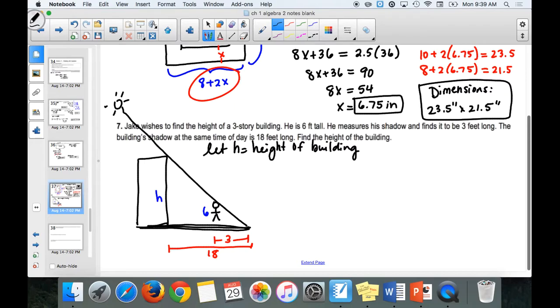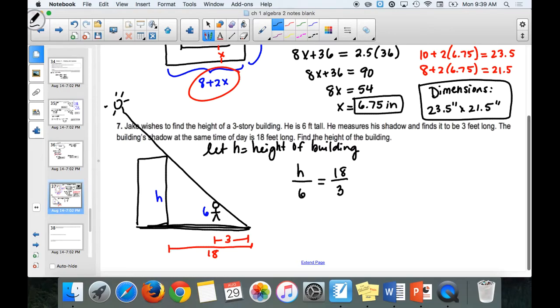It's a similar triangle. So you set it up as like height of the building over height of the person equals shadow of the building over shadow of the person, something like that. Or you could do like building on one side, person on the other, like height of building over shadow of building equals height of person over shadow of person, right? Doesn't matter how you set it up.